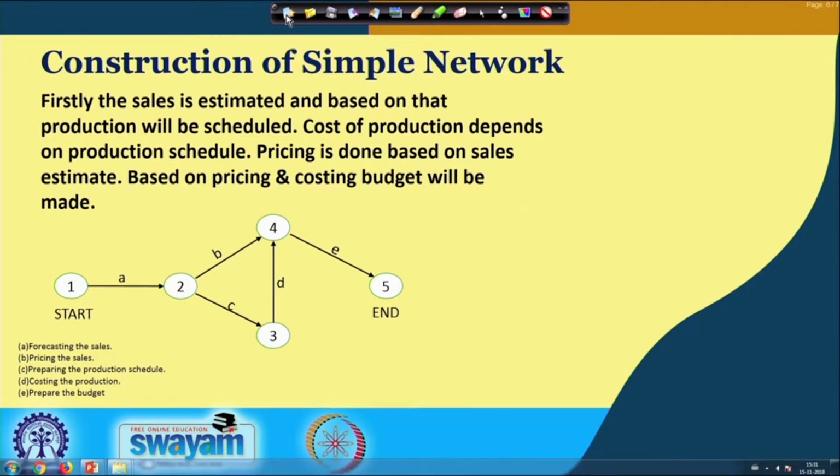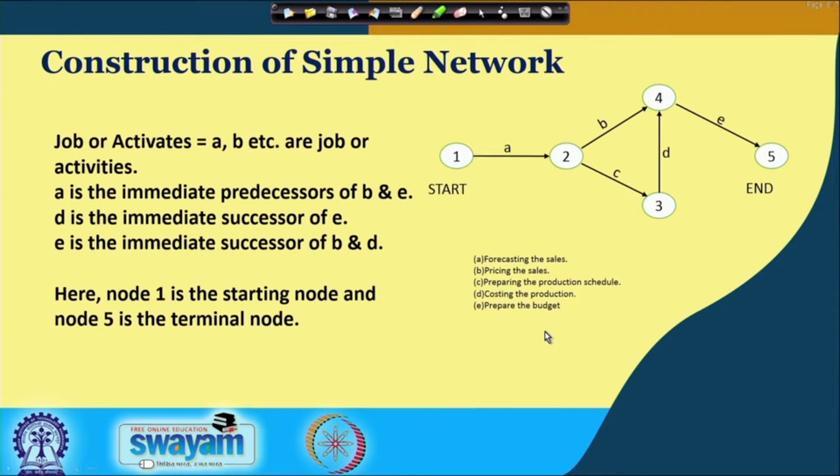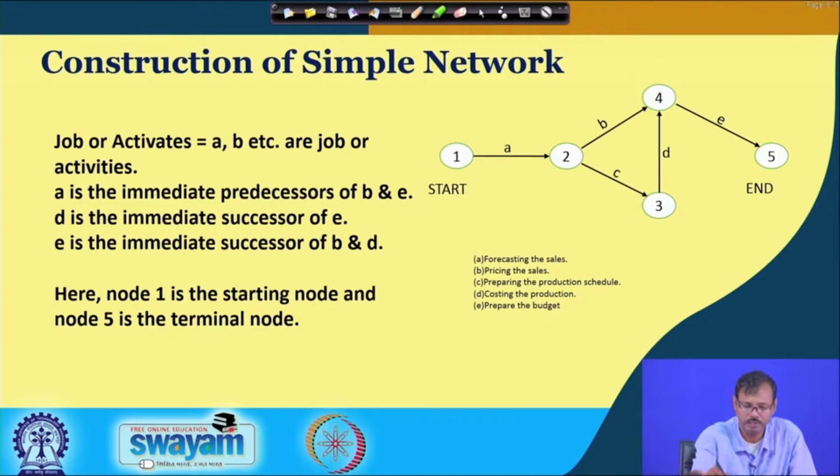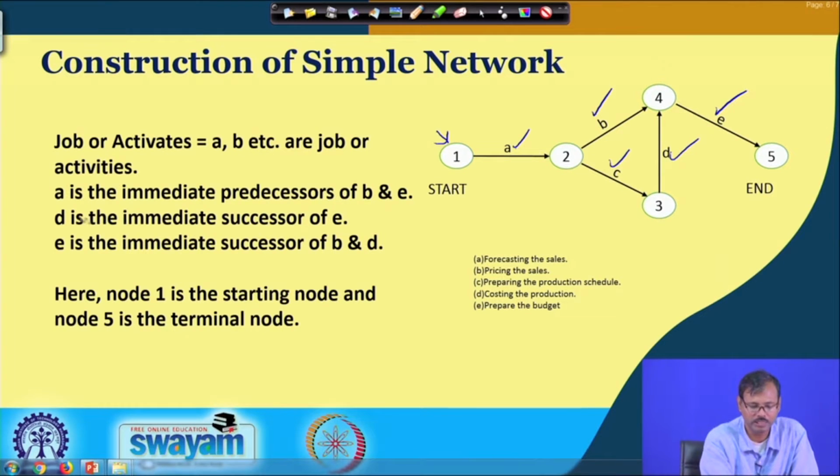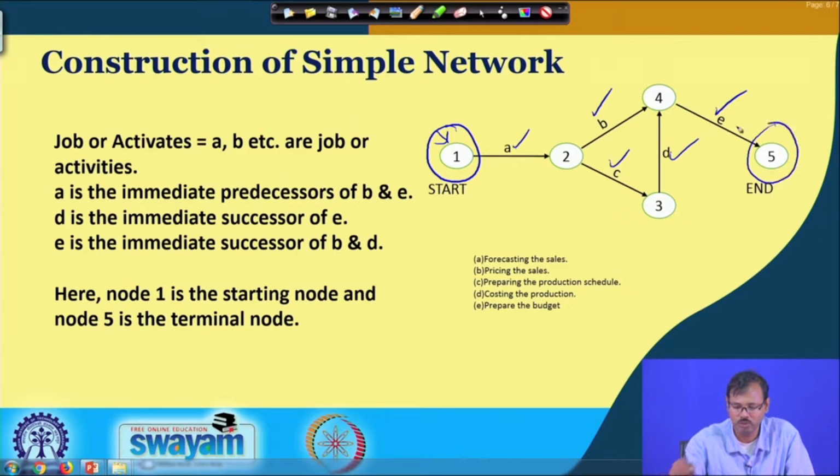So, this table can be prepared based on this, and from there we can finally draw this network. This network is showing the first initial node as the starting node. This is job A, which is basically the forecasting of sales, this is job B, which is pricing of sales, this is production scheduling, this is costing, and this is budget. So, different activities have some predecessors, and those immediate predecessors are already listed in the previous slide, and you can see the starting node is this one and the ending node is this one.